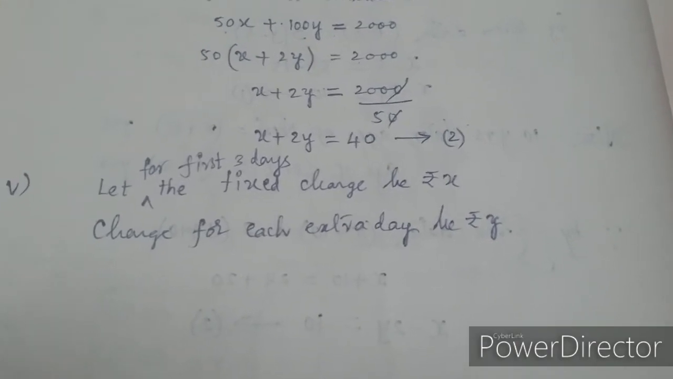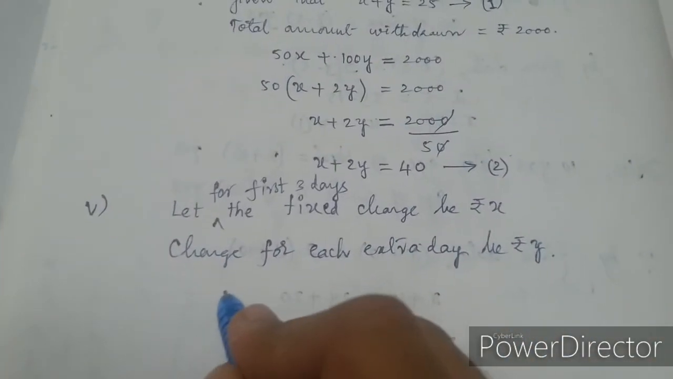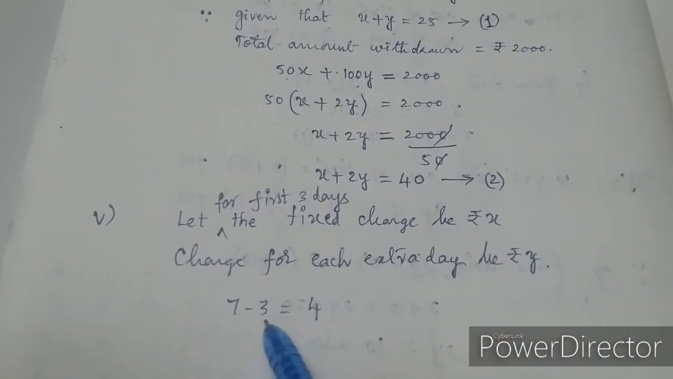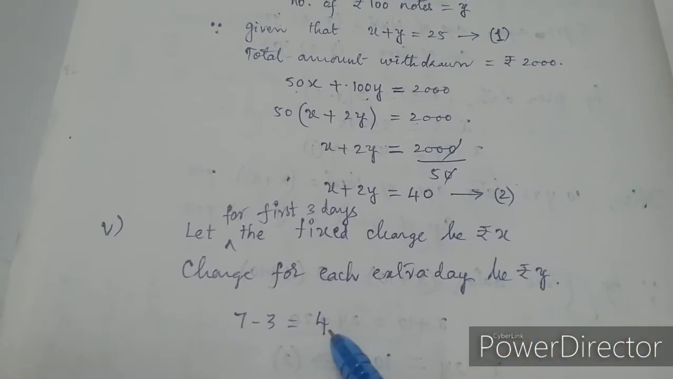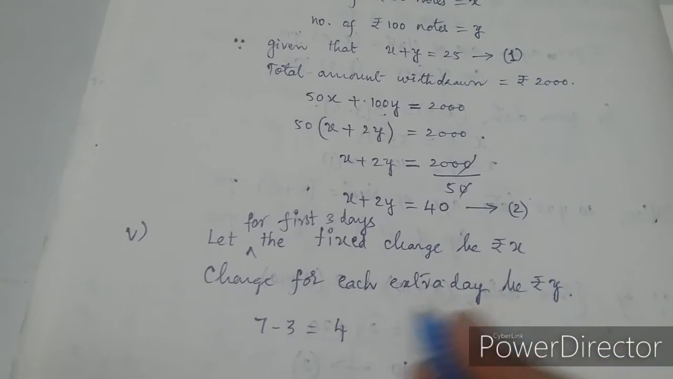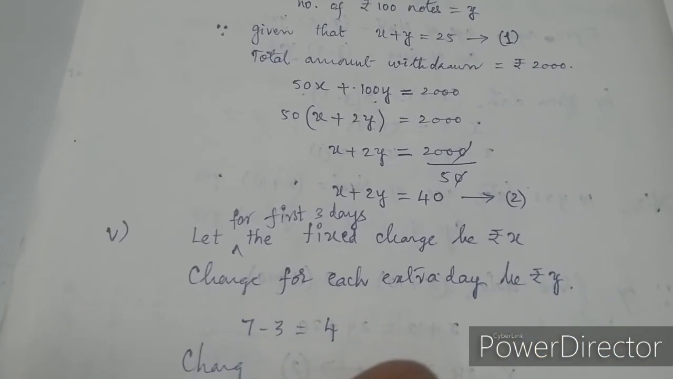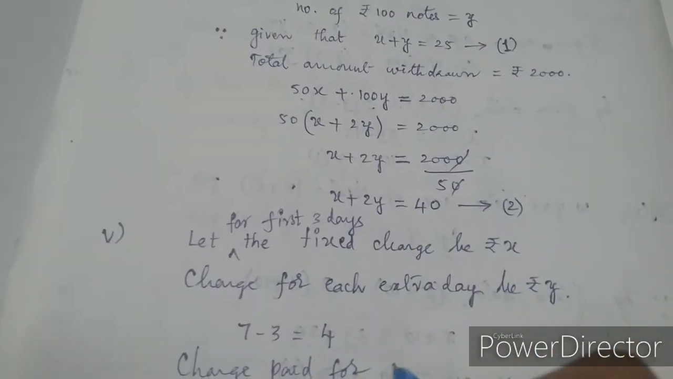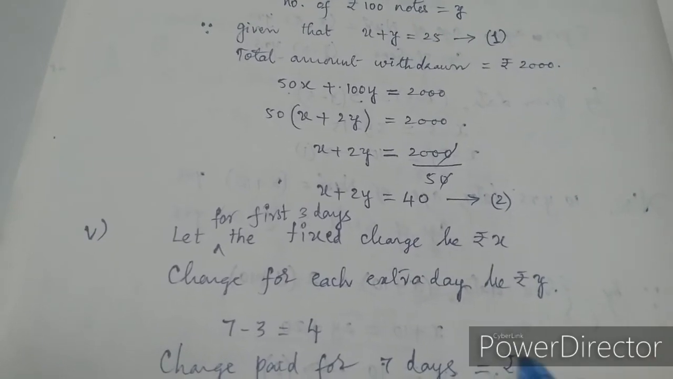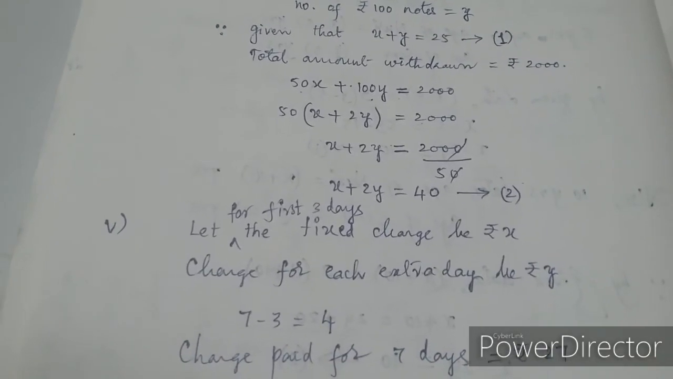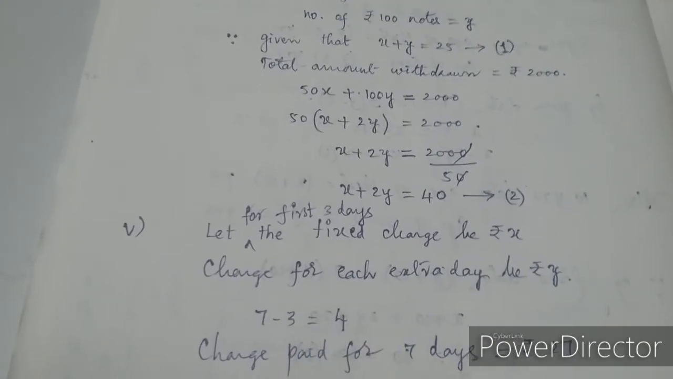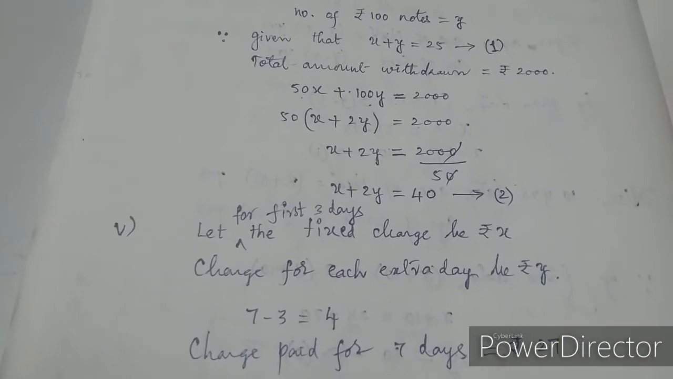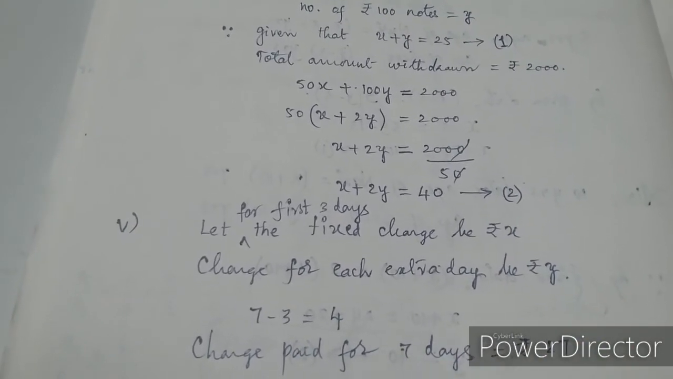Sarita paid 27 rupees for 7 days. 7 minus 3 is equal to 4. Means for first 3 days the charge is X rupees, and for the next 4 days for each day charge is Y rupees. Charge already paid for 7 days is equal to rupees 27. For first 3 days charge is X rupees, plus next 4 days charge is Y rupees per day. So X plus 4Y is equal to 27.